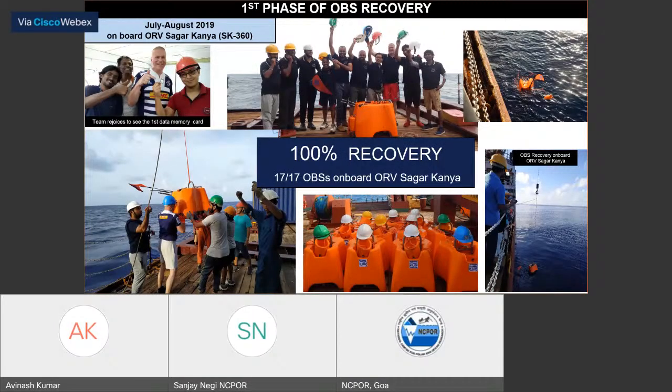Now, why I want to highlight this particular slide is because after the recovery, once the data is recovered, it is very important first of all to recover all the OBSs. But sometimes misfortune happens, and because of that some of the OBSs are not recovered. In this experiment we recovered all the seismometers on board, and all the data was recovered.